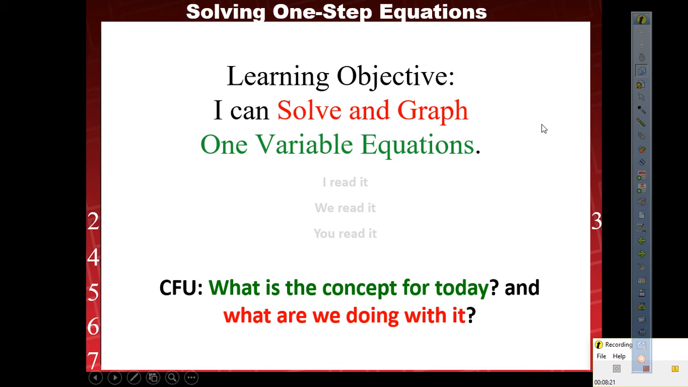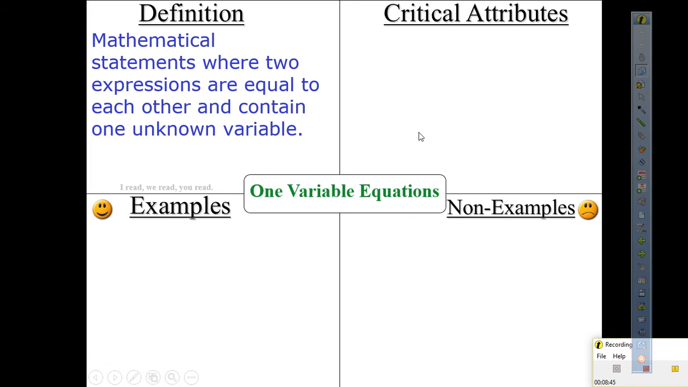One variable equations, what are they? One variable equations are mathematical statements where two expressions are equal to each other and contain one unknown variable.